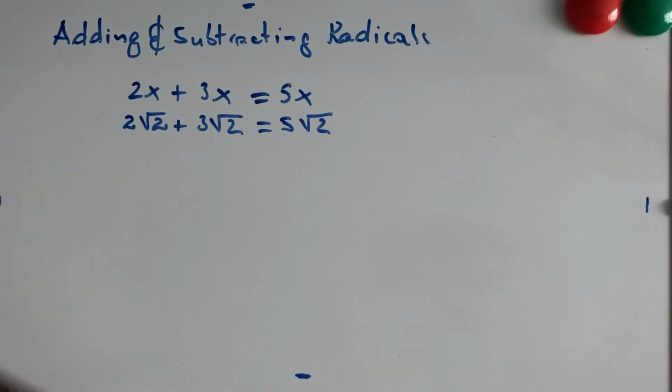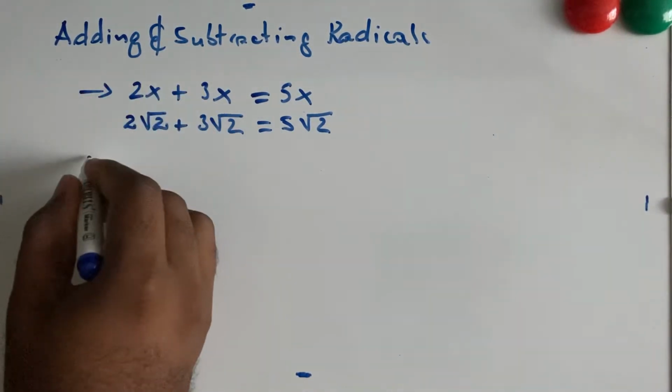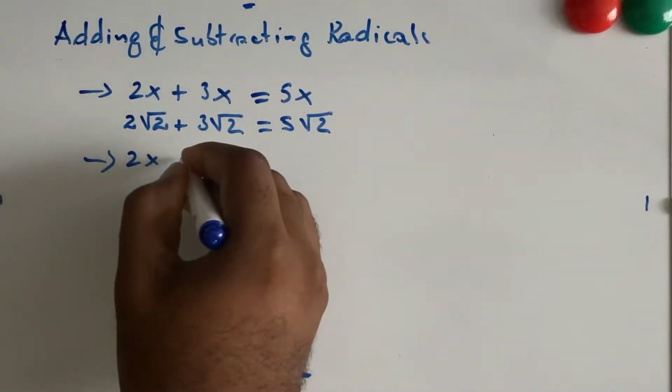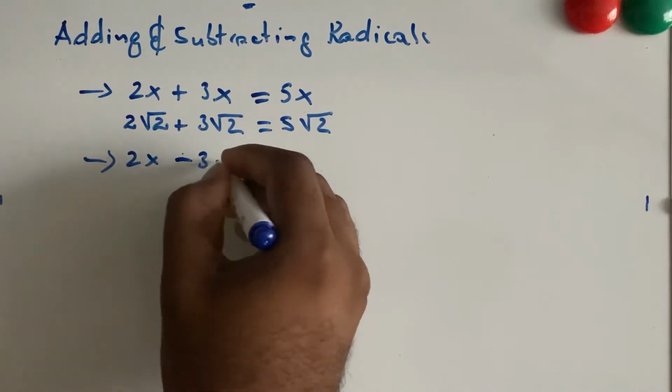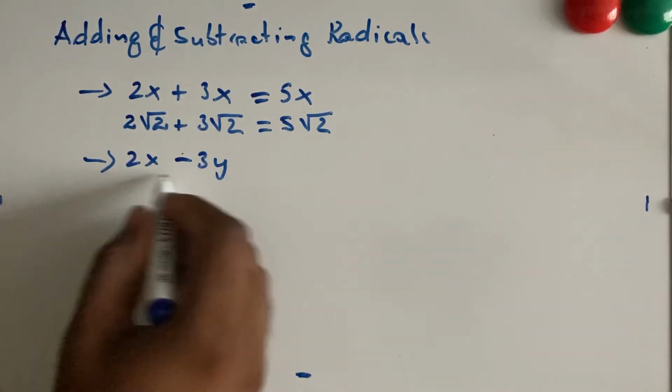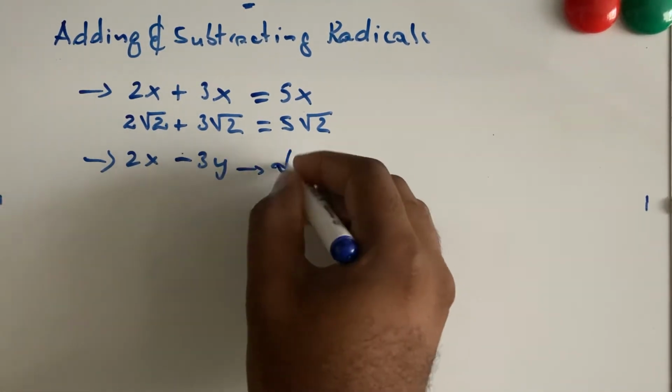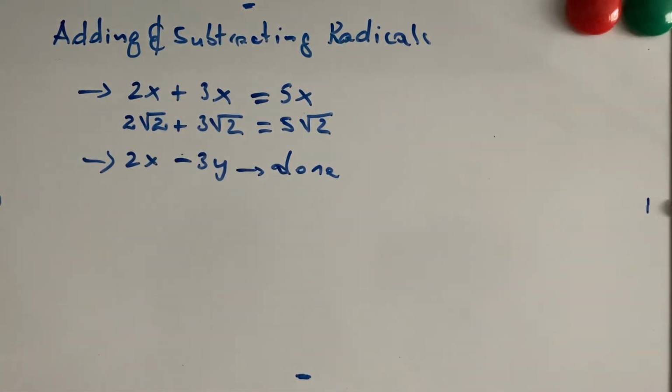Another example is if you had something like 2x minus 3y. Right here, you would be done. There's nothing else you can do. You cannot combine, you cannot subtract. Why? Because they're not like terms. You have 2x minus 3y, like 2 pencils minus 3 pens. So you cannot subtract them.